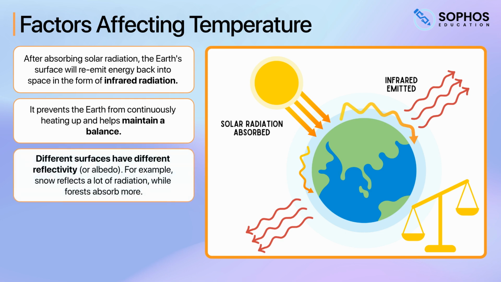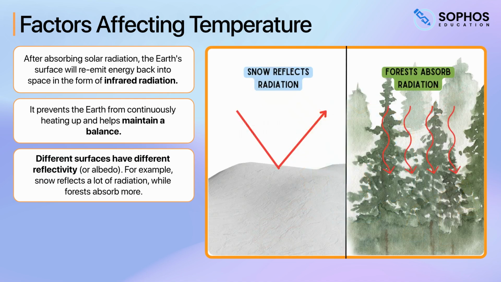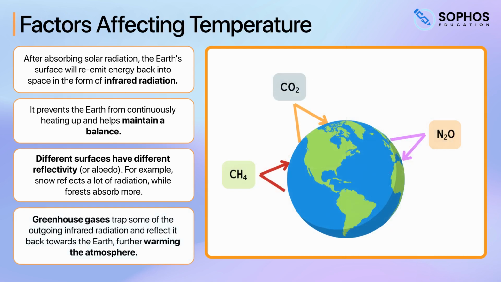For instance, different surfaces have different reflectivity, or albedo. For example, snow reflects a lot of radiation, while forests absorb more. Similarly, greenhouse gases trap some of the outgoing infrared radiation and reflect it back towards the Earth, further warming the atmosphere. Their increased concentration in the atmosphere likewise affects Earth's temperature, which we'll explore in the next lesson.